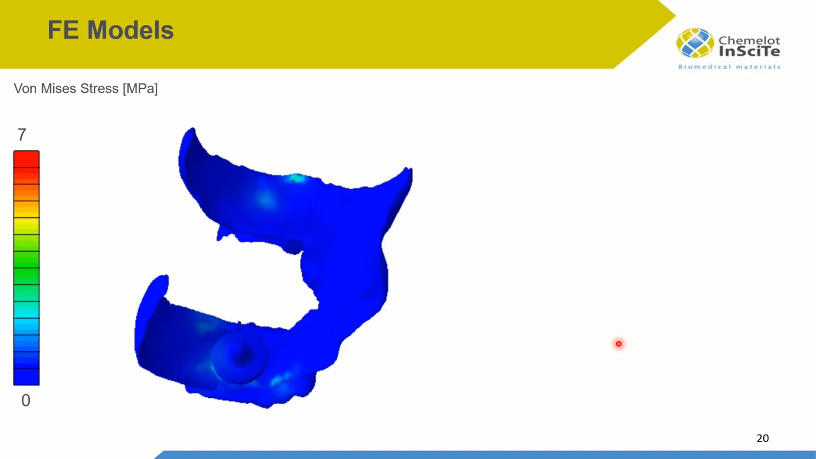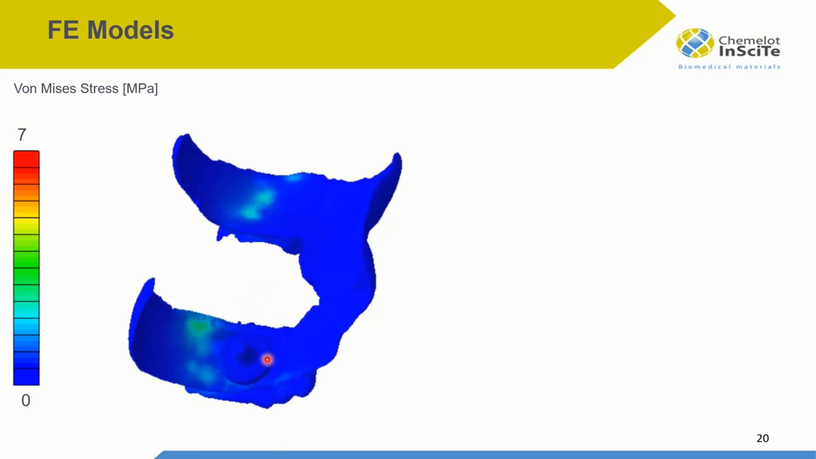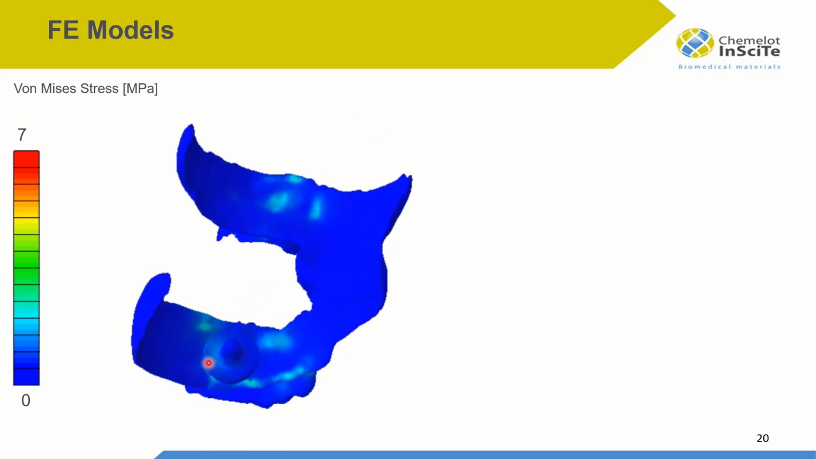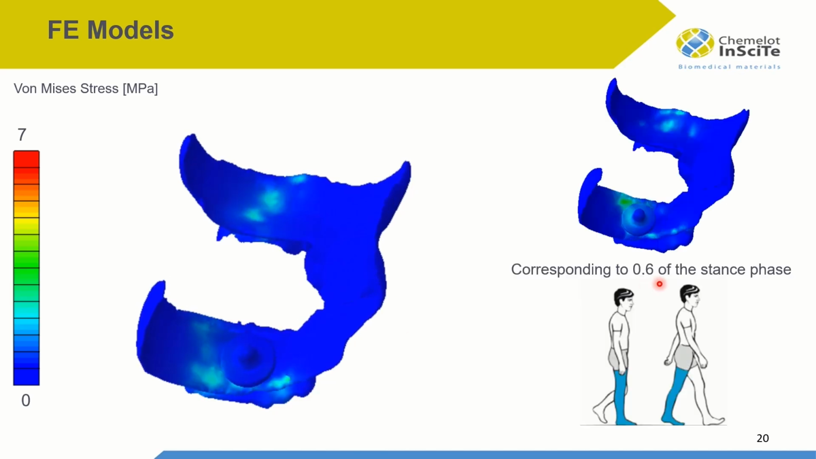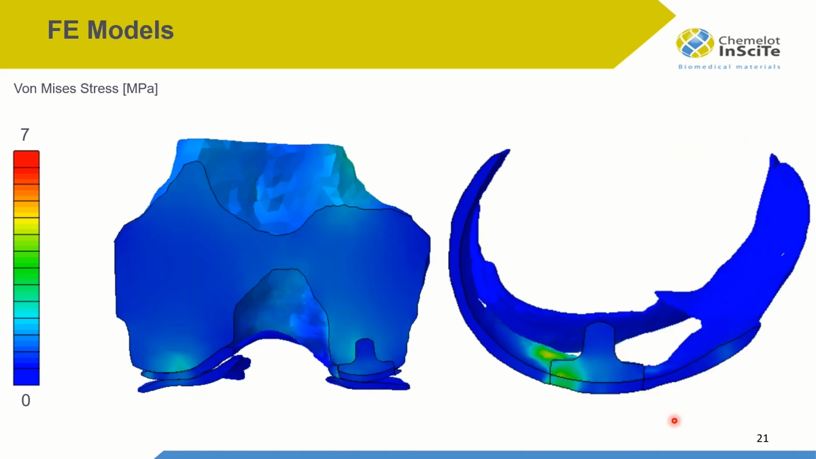Here we can go one step further and check the stress distributions in order to identify at which position or at which phase of the stance the implant is loaded the most. And what we see is that the stresses are higher at 0.6 of the stance phase, which is the transition from the mid stance to the terminal phase.